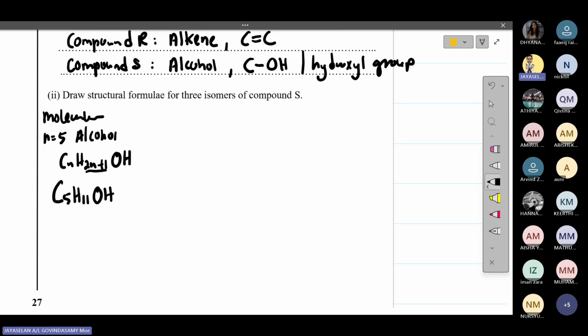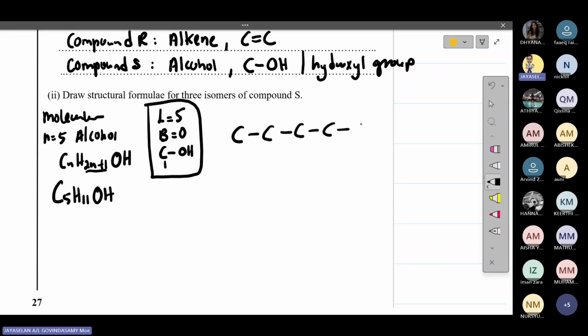They want only 3. So what do we do here? Long chain 5, branch 0, OH. I start at carbon number 1. This is my first isomer. So 1, 2, 3, 4, 5. Okay, this is done, branch not needed. This is the functional group at carbon 1, so this is OH. Each carbon I put 4 lines, so 1, 2, 3, 4, 5, 6, 7, 8, 9, 10, 11 hydrogens. I already got 1 isomer.